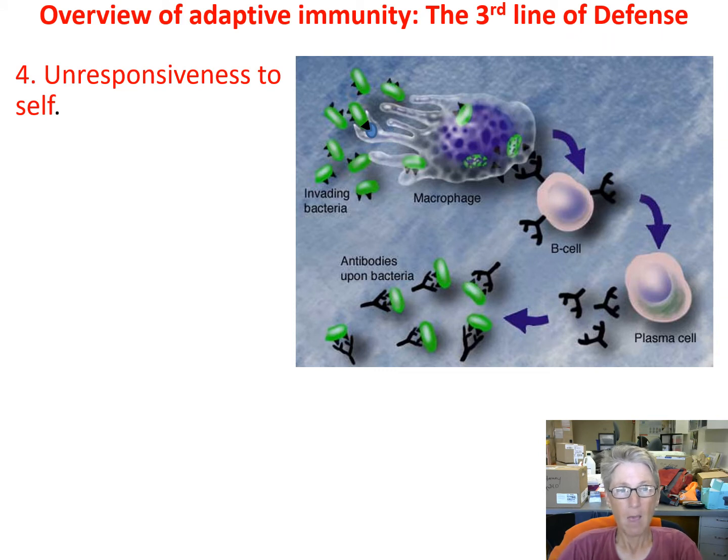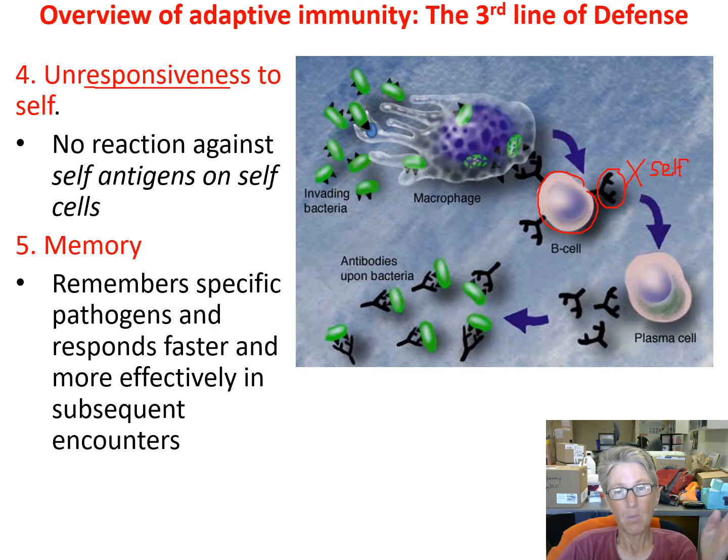The next attribute of the third line of defense is unresponsiveness to self. So if this were a B cell in your body with its B cell receptor, it should not recognize anything that is a self molecule or a self antigen on any of your cells. This B cell receptor should not recognize anything that's on any of your cells.